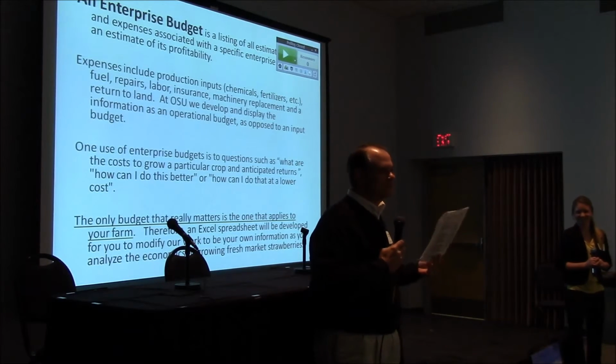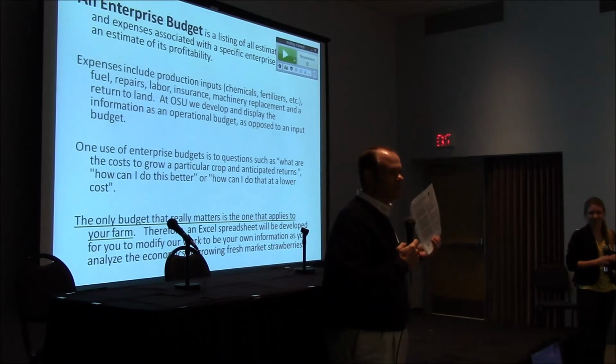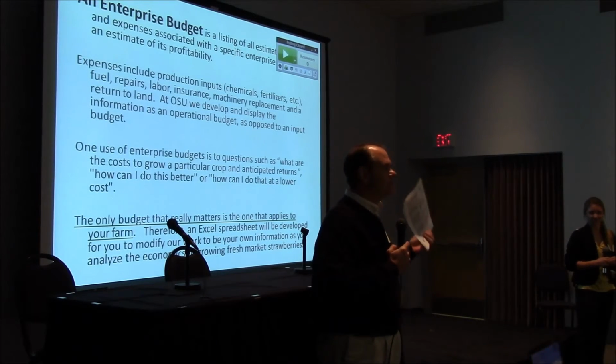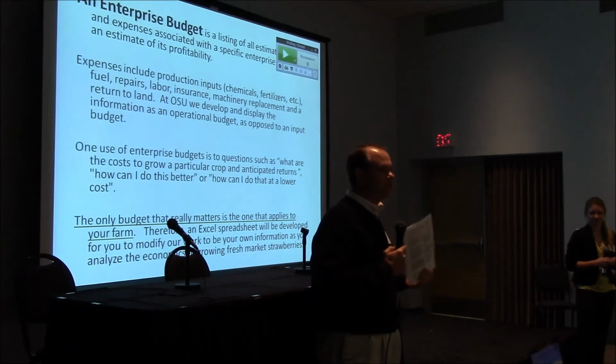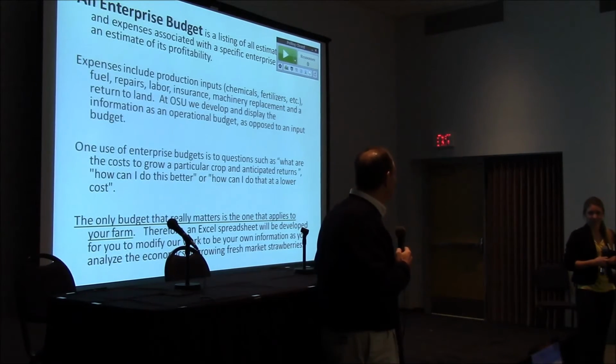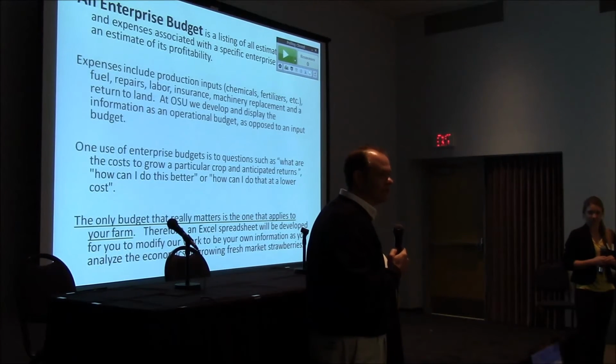That's what's neat about what Cora is going to do. This is a static cost of production budget, a long-term, one-time, static kind of cost and return. What Cora is going to do is put this into a spreadsheet for you to modify different yields and costs, and see what happens if I do this versus that, more relevant to you.